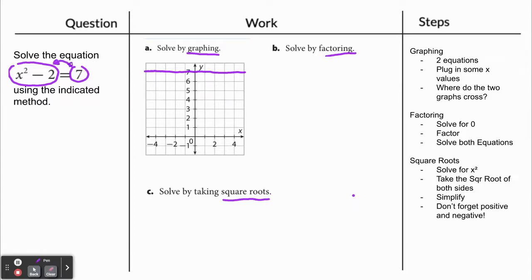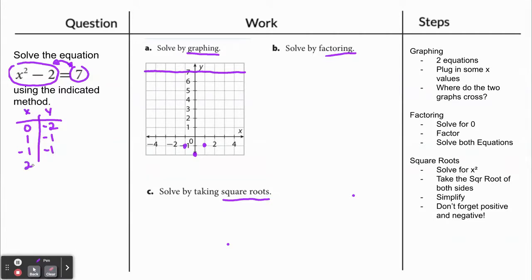So x squared minus 2, basically what we can do is, when in doubt, plug in some x values, right? So if we're plugging in some x values, I'm going to start with 0. If x is equal to 0, 0 squared is 0 minus 2, which is negative 2. So when x is 0, y is negative 2. When x is 1, 1 squared minus 2 is negative 1. So when x is 1, y is negative 1. When x is negative 1, negative 1 squared is 1, minus 2 is also negative 1.